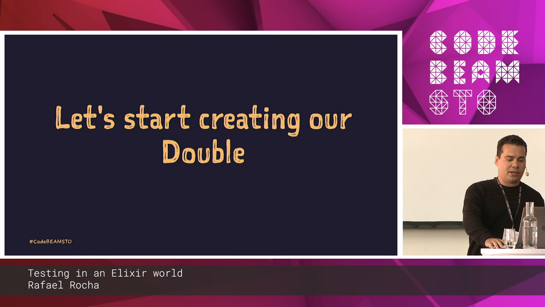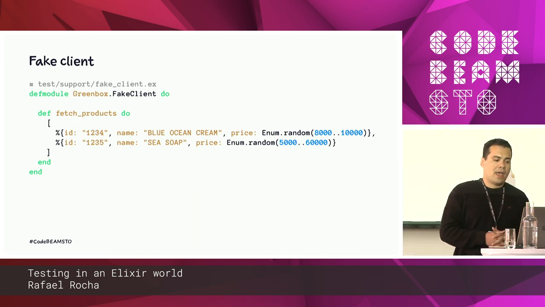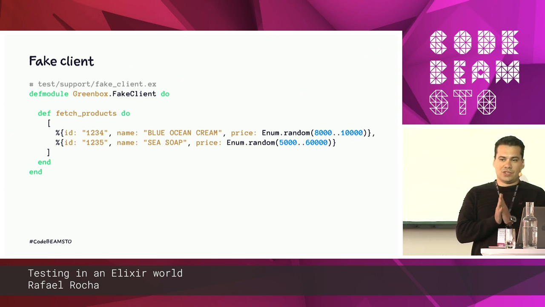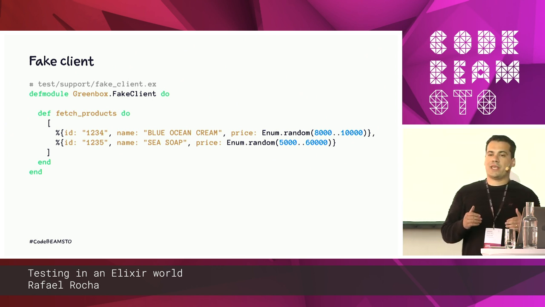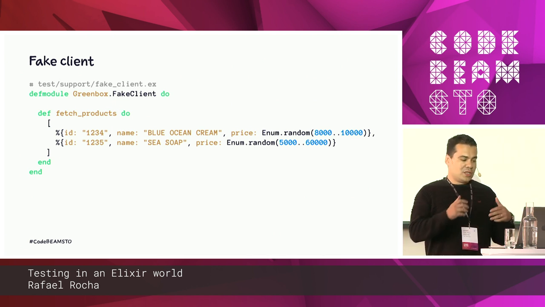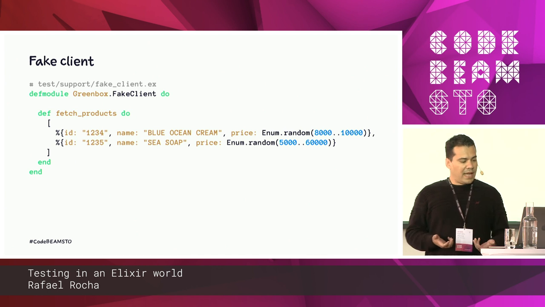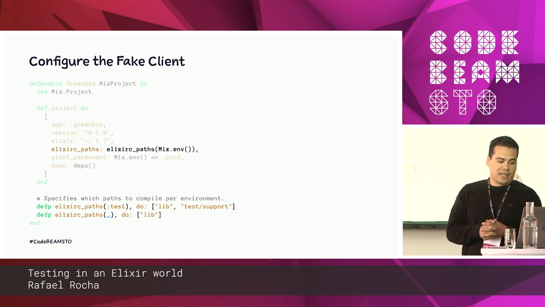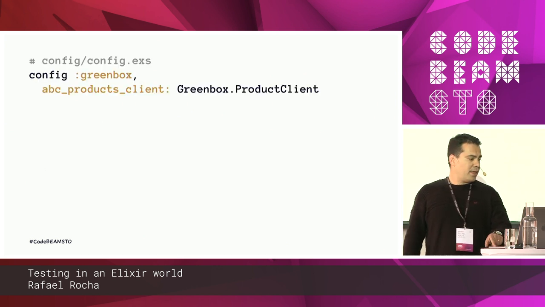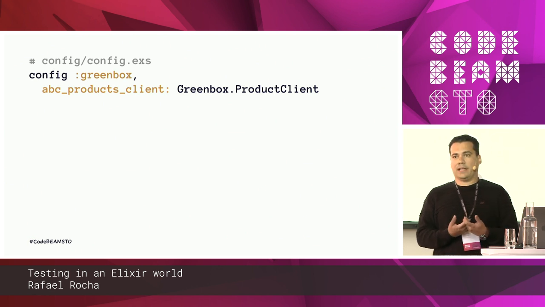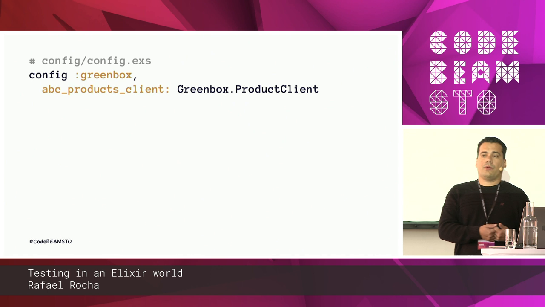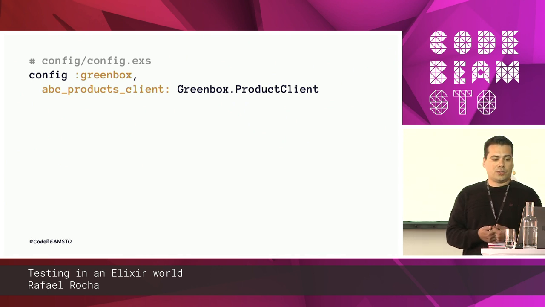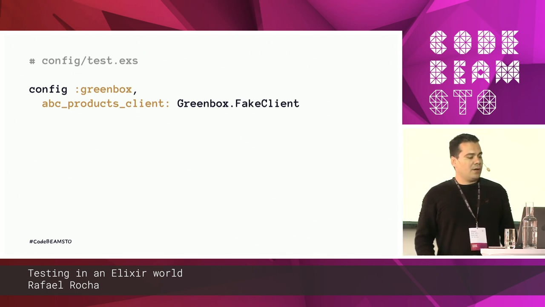So let's create our double. What I'm going to do here, I'd like to create a fake client, and we are going to inject it. So we are mimicking the contract that we have with this API, and we are using this mimic to do a test, right? So the first thing that we can do, we can configure that adding this new folder called support inside of the mix file. And then inside of the config file, we define that when running on production or when running on develop, we are going to use the original one, the product client that makes the real call. But when running the tests, we are going to use the fake client.